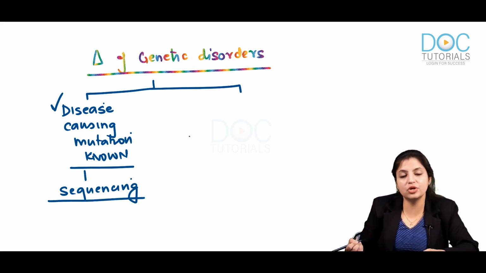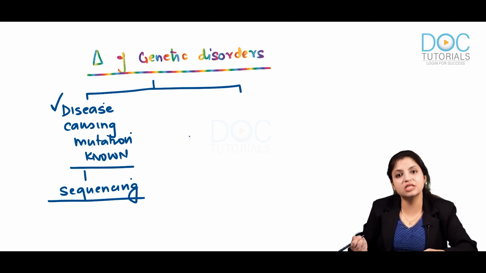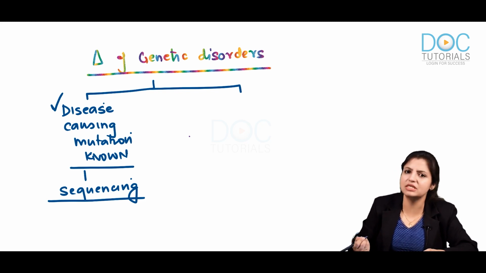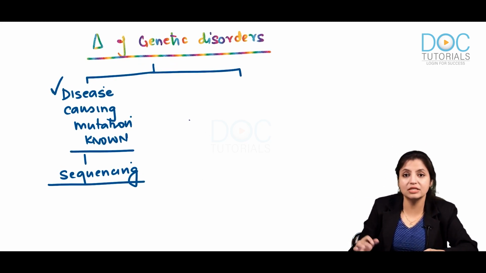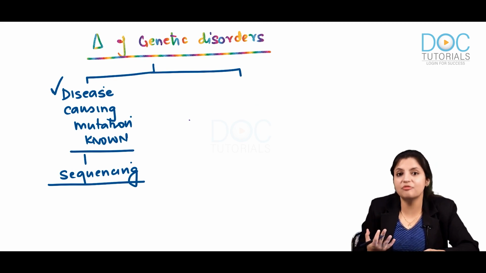So the diagnosis of choice becomes sequencing. You have to do sequencing. This sequencing can be done by various methods. The usually used method is PCR, polymerase chain reaction. So you just do sequencing, that is helpful. But the technique matters also.